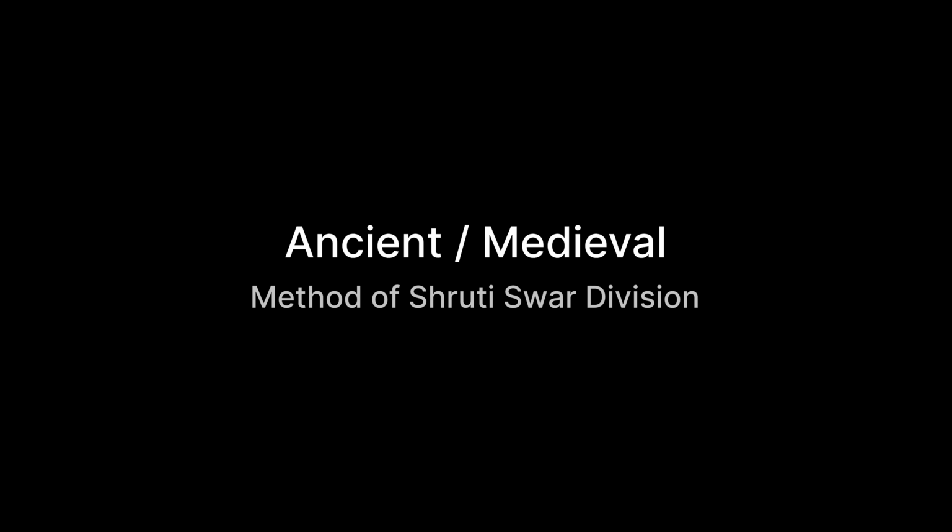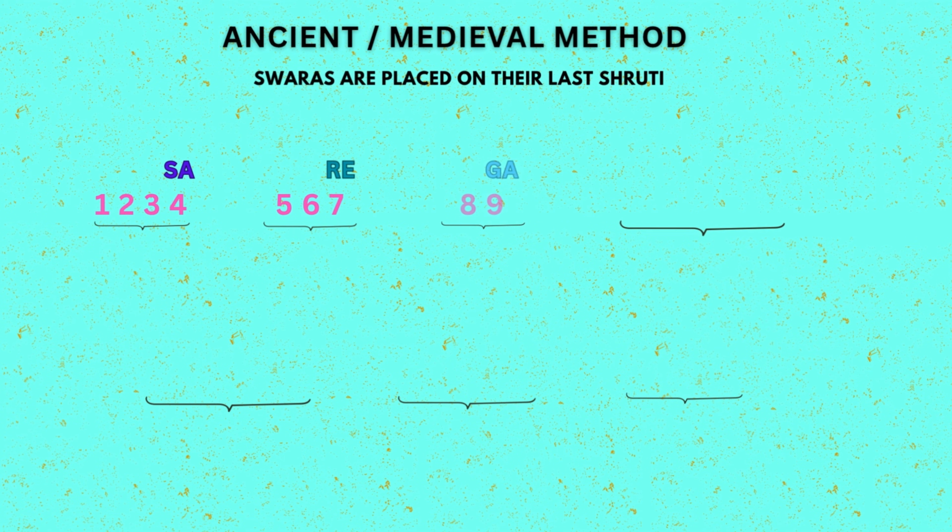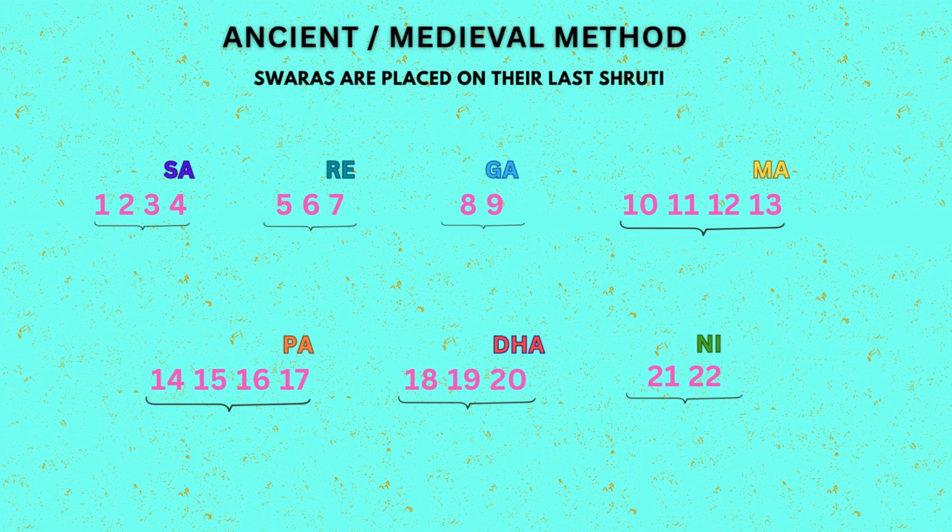So, firstly, let's take a look at the ancient medieval way of Shruti swar division. As you can see, the swaras are placed on the end of their Shruti. Sa is placed on the 4th Shruti, Re is placed on the 7th Shruti, and Ga is placed on the 9th Shruti, and so on.